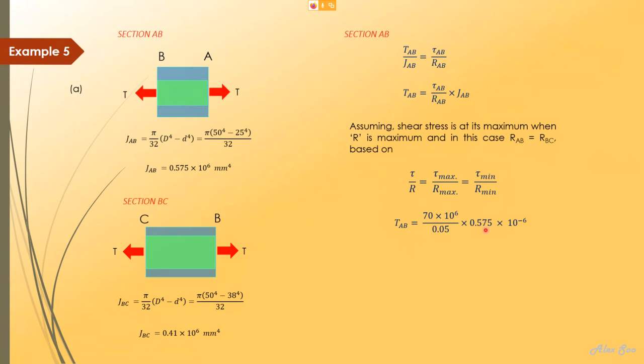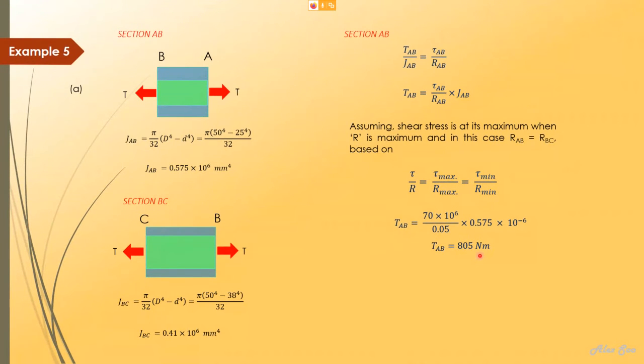Now this 0.575 refers to this. Now this is 10 power 6. How come this is 10 power negative 6? Because here I have converted it to meter. This is in millimeter 4, this is in meter 4. Why do I have to convert this to meter power 4? Because the 70 here, the shear stress, is meganewton per meter square, is in meter. So this one and this also must be in meter. Both of these must be in meter. So therefore, you can find out the torque, which is in Newton meter, which is 805.